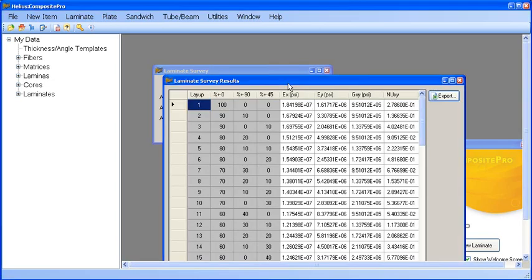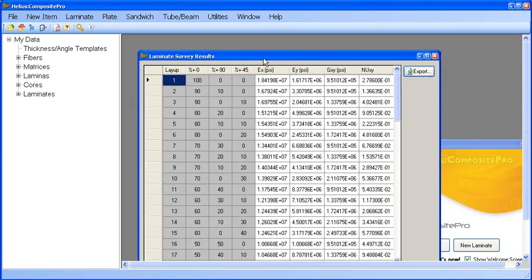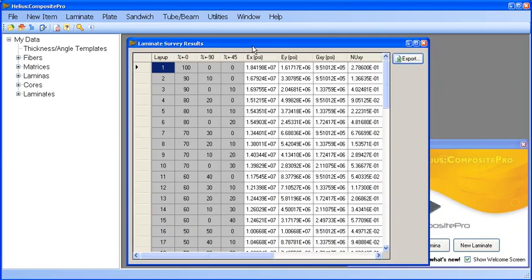If the user wanted a laminate that was equally strong in both the axial and transverse directions, then they could scroll down, and in this case, to the 16th laminate, and see that the laminate built with 50% of its plies oriented at 0 degrees and 50% of its plies oriented at 90 degrees will give them the results they want.